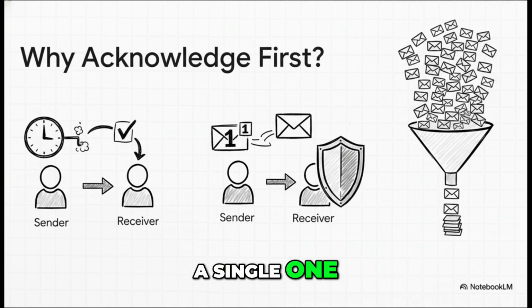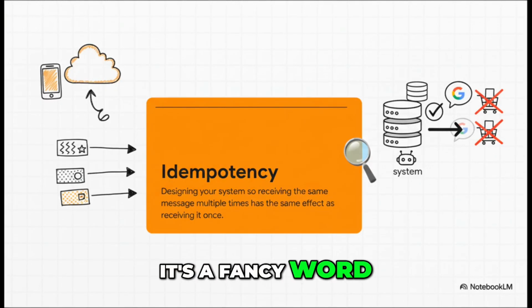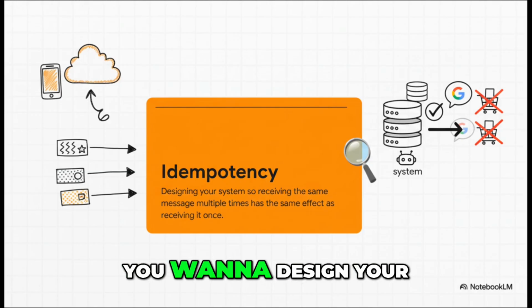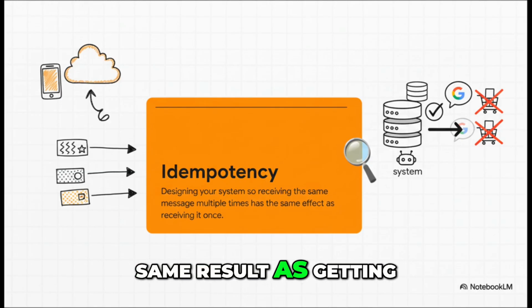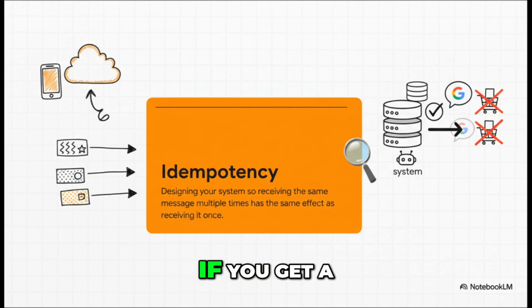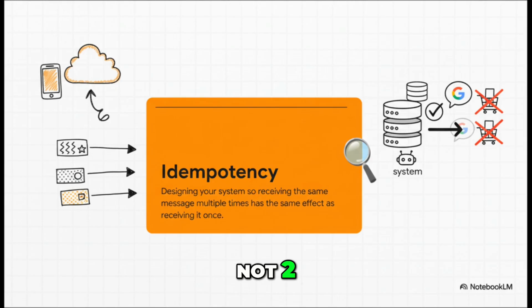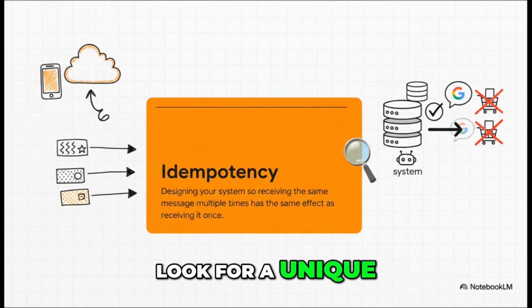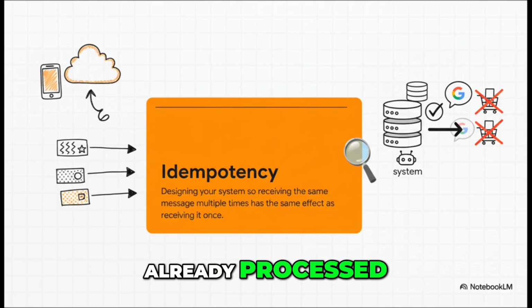And that leads perfectly into this idea called idempotency. It's a fancy word, I know, but it's a really simple concept. You want to design your system so that getting the same message 5 times has the exact same result as getting it just once. So for example, if you get a new customer notification twice, you only create 1 new customer, not 2. The easiest way to do this is to look for a unique event ID that usually comes with a webhook and just keep track of the IDs you've already processed.